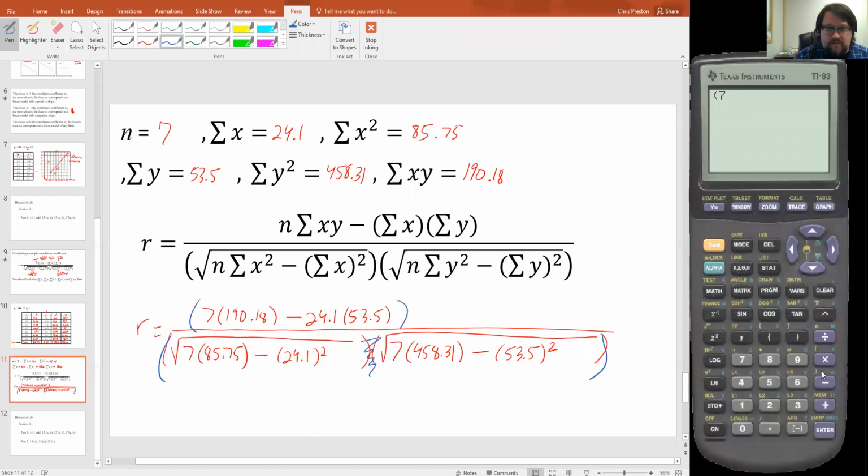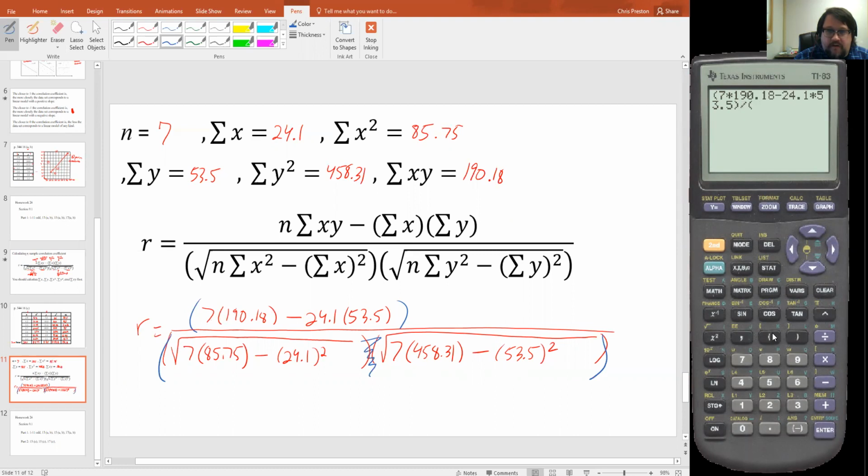Parentheses, 7 times 190.18. I could use parentheses, but it's just going to be so many parentheses that it's going to get confusing. So if all you're doing is multiplying, you might as well just say times. But I don't like to say times when I'm writing it down on paper, because you're like, is that a decimal? What is that? It's sometimes hard to read if you write it that way. So on paper, I find parentheses are better, but in the calculator I just say times. So close it up. That's the entire top in a parenthesis.